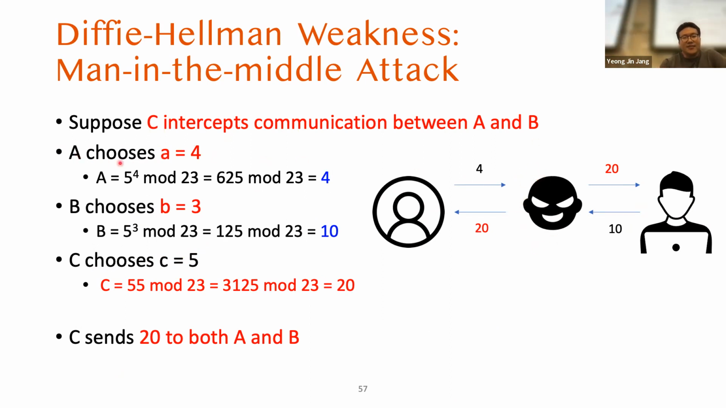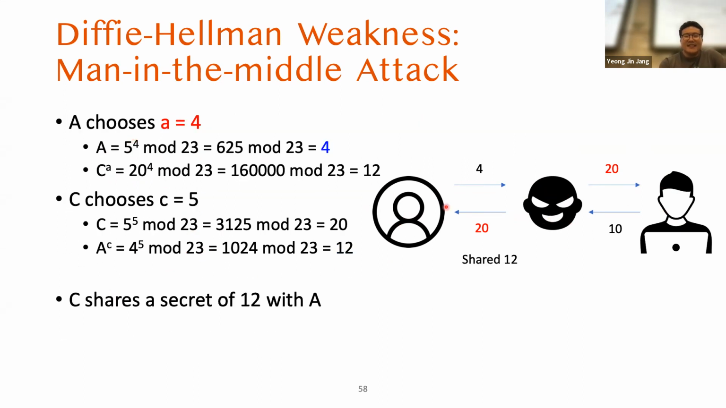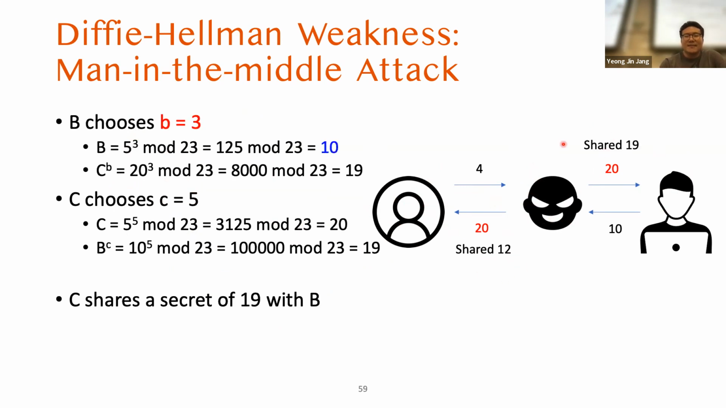Although A chooses 4 and capital A is 4, C just consumes it and chooses their own number, 5, and returns 20 to user A. And C does the same thing for user B. It's something like doing Diffie-Hellman between C and A, and then between C and B. Between A and C, they share the secret 12. And between B and C, they share the shared secret 19.